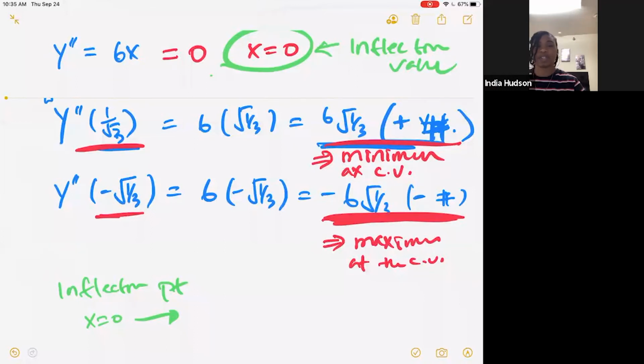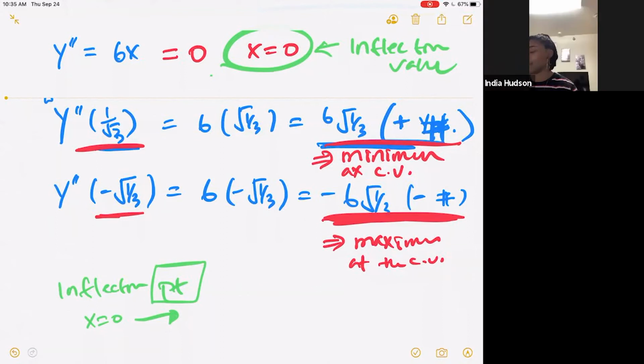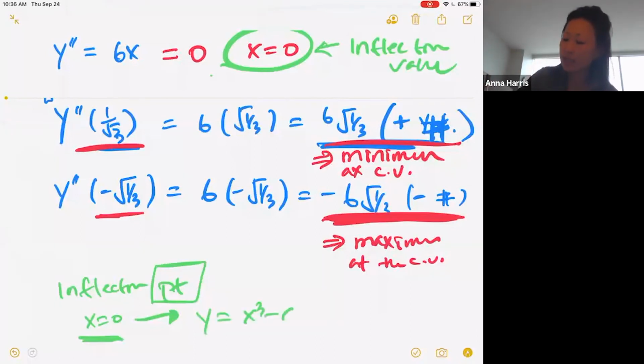You said where you should put it in the... Whenever I'm looking for a point, I need to plug the x value into the y equation, okay? So that will give you the y value. Because I have the x value, I'm looking for the y value. So I need to plug this into y equal to this, which gives me also 0. So in this case, my inflection point happened to be (0, 0).